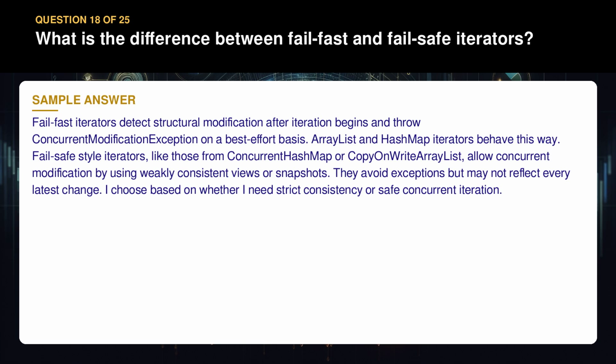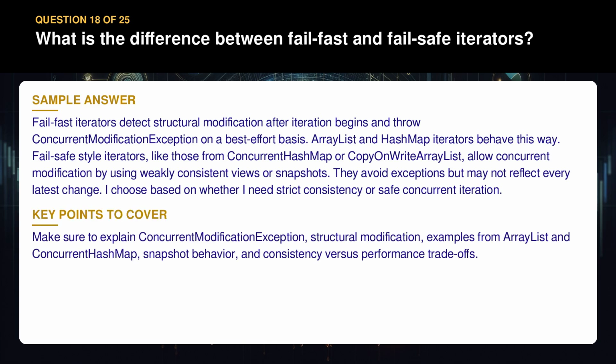Fail-safe style iterators, like those from ConcurrentHashMap or CopyOnWriteArrayList, allow concurrent modification by using weakly consistent views or snapshots. They avoid exceptions but may not reflect every latest change. I choose based on whether I need strict consistency or safe concurrent iteration.